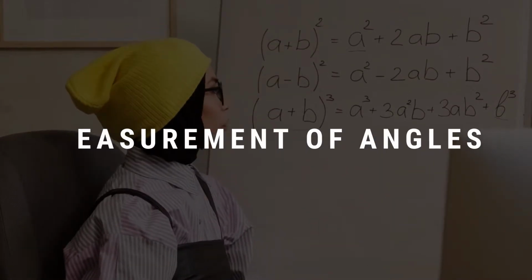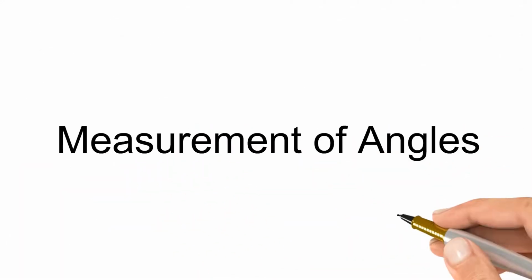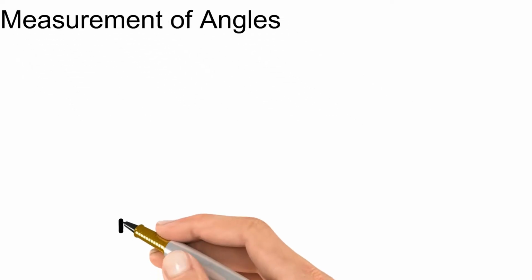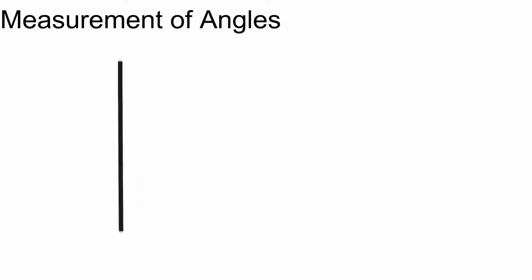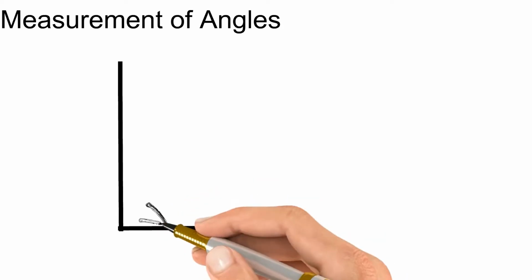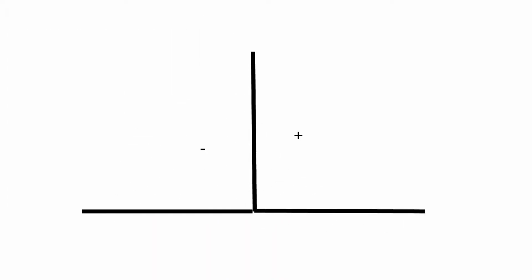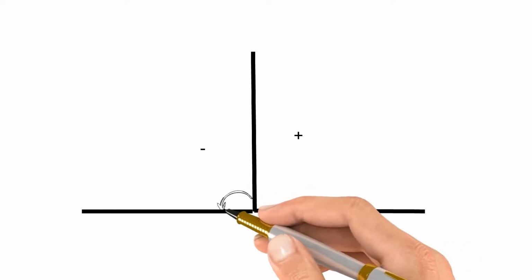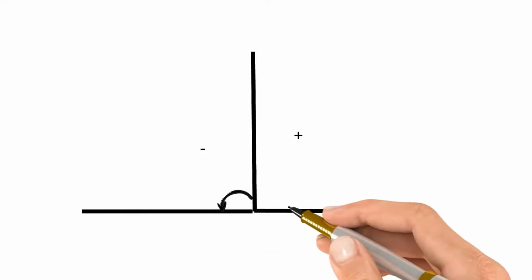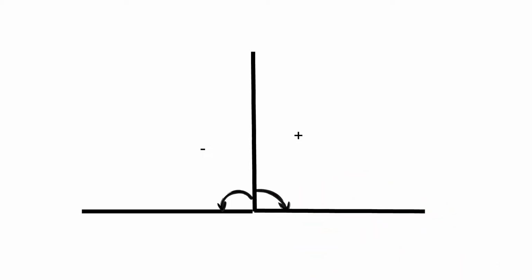Now let's talk about measurement of angles. The measurement of angle is the amount of rotation from the initial side to the terminal side. The sense of an angle is positive or negative according as the initial side rotates in an anti-clockwise or clockwise direction to get the terminal side.